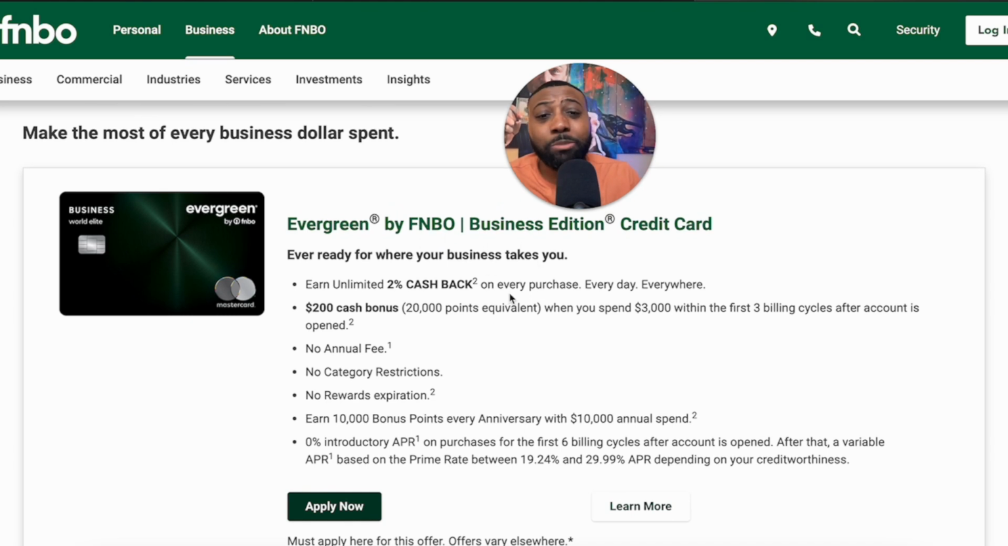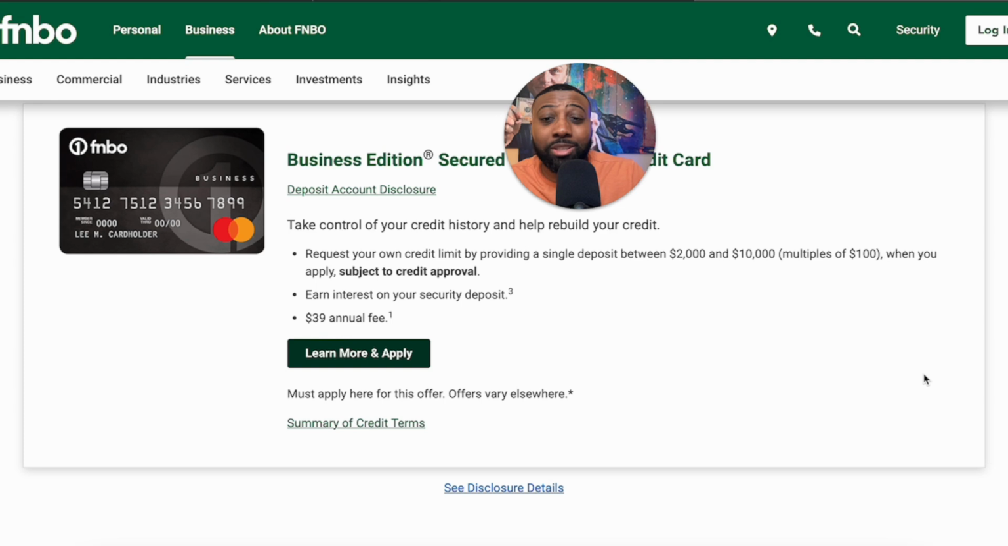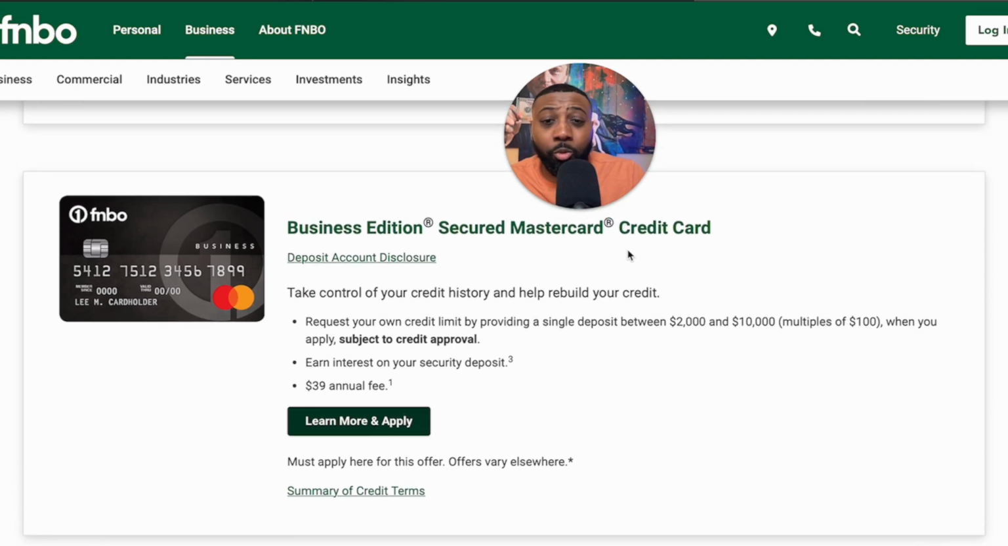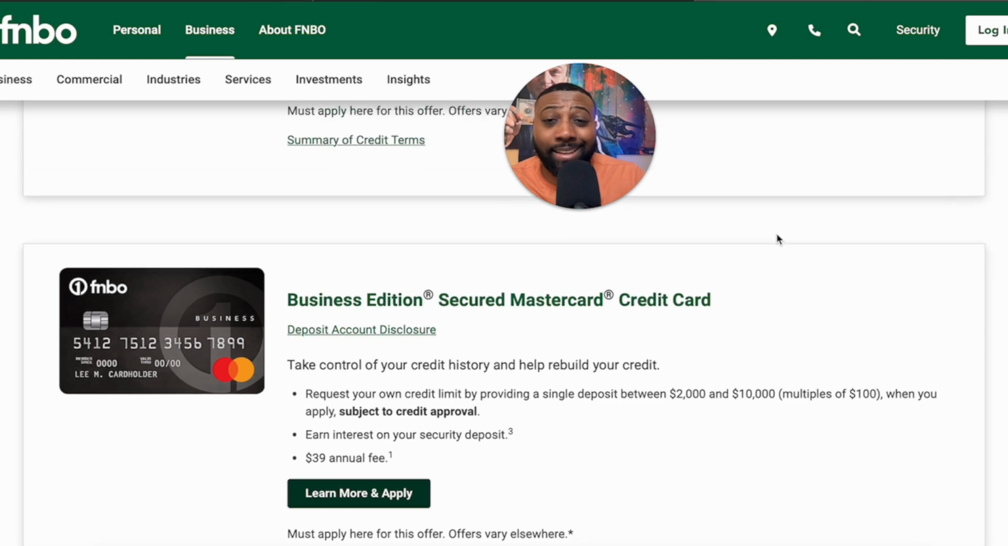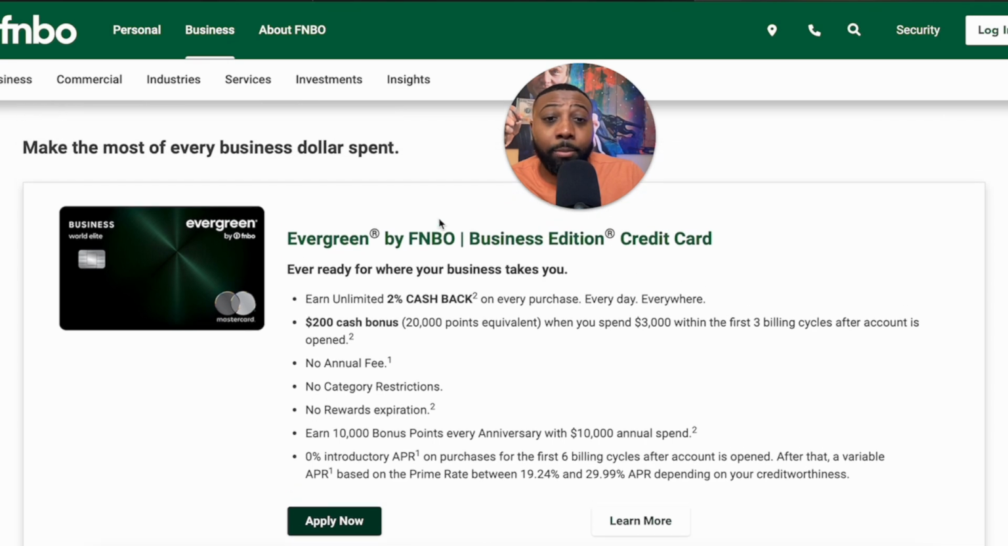It's a 2% cash back on everything card. You get 0% interest APR for 6 billing cycles as well. The reason I got this one selected here is because it does have the 2% cash back on every single purchase. That is a really good setup, and they only have 2 cards anyway. The other card is the secured one, which I don't recommend. This is for people that, you know, maybe have challenged credit, which if you have challenged credit, I don't recommend you trying to credit stack it with this method anyway. So for FNBO, this would be the card I would actually recommend, the Evergreen Business Edition credit card.